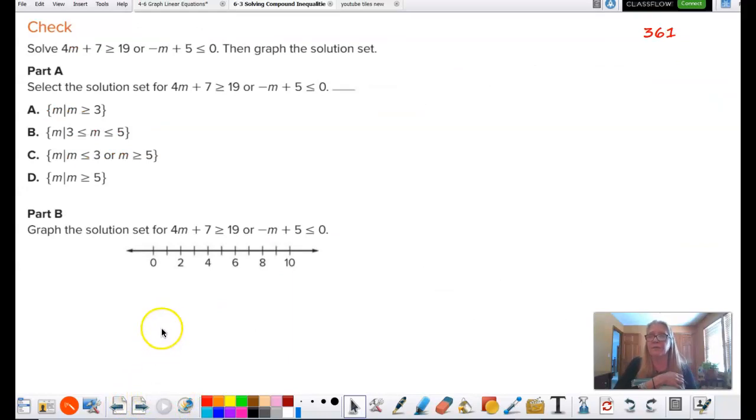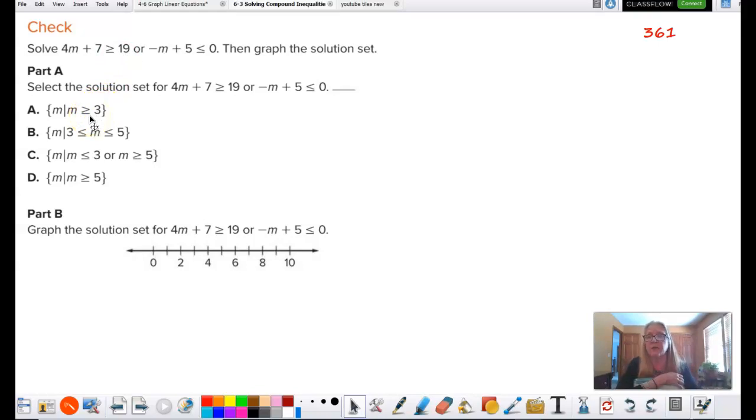All right, check. Solve for m plus 7 is greater than or equal to 19, or negative m plus 5 is less than or equal to 0. Then graph the solution set. Well, you guys can probably do this in your head too. Let me see what I can get with this first one. If I subtracted 7 from both sides, I would have 4m is greater than or equal to 12. If I divide both sides by 4, then I would have m is greater than or equal to 3. So m is greater than or equal to 3 is one of the correct solutions.